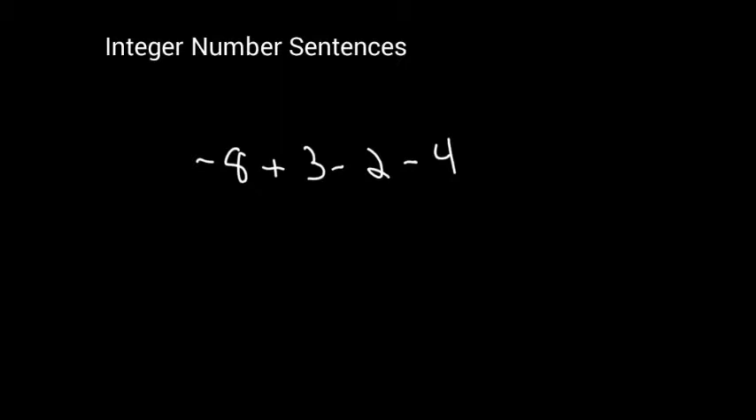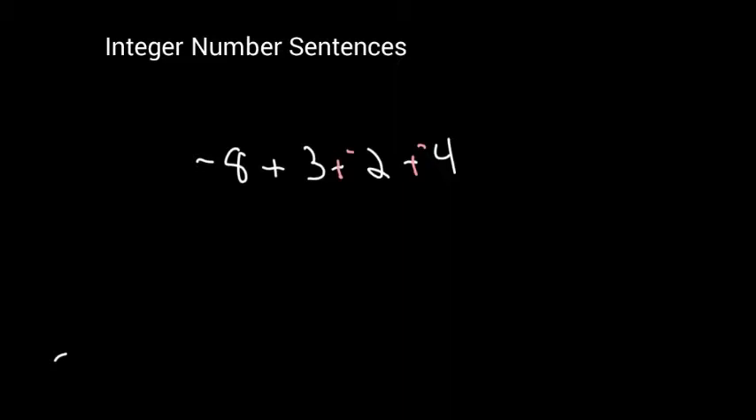The first one I want you to always think of is the one we learned last, for subtracting integers. So I want you to change all of your subtraction to adding the opposite. Looking at this problem, I've got negative 8, can't do anything with that. Plus 3, don't need to do anything with that. Minus 2, so I'm going to change that minus 2 to adding a negative 2. And then I have minus 4, so I'm going to change that to adding a negative 4. So now I have negative 8 plus 3 plus negative 2 plus negative 4.